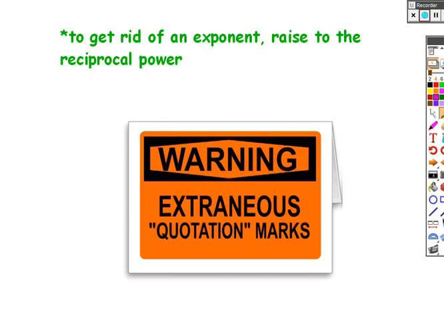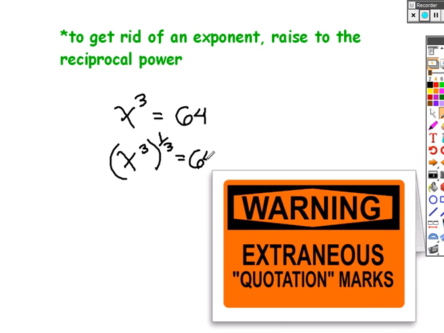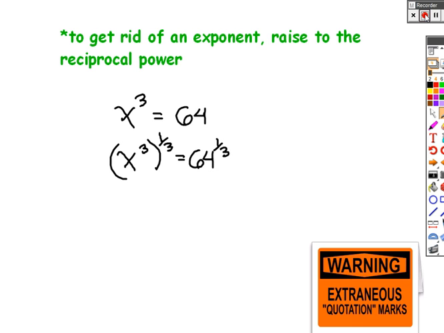So in the end, here's the big idea. To get rid of an exponent, raise the exponent to the reciprocal power. So if I have this, I could take the cube root, which would be the same as raising each side to the reciprocal of 3, or the 1/3 power. So x would be 4.